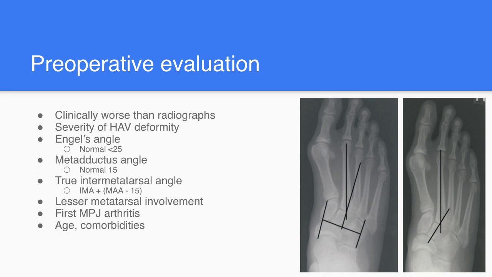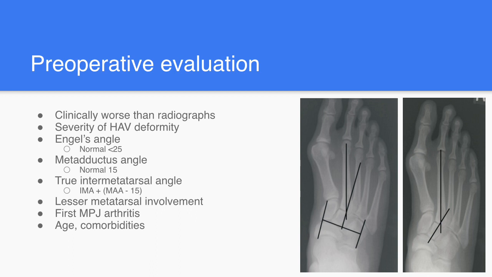So, things to consider during your preoperative evaluation. The clinical presentation is usually a lot worse than what the radiographs show. You want to consider the severity of the HAV deformity itself. The radiograph here on the right is showing you Engel's angle, which is normally under 25 degrees, and the radiograph on the left is showing you the metatarsus adductus angle, and the normal is about 15 degrees.